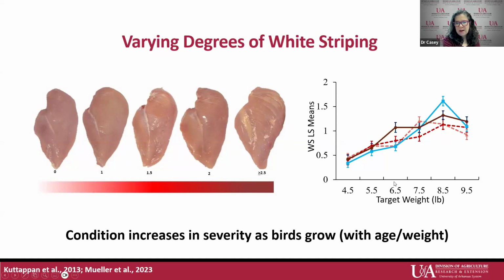We collected a bunch of data a couple of years ago, representing 4 different strains, and you see that as the birds are growing and getting bigger, white striping tends to increase in severity. That means we're going to start seeing more fillets on this right-hand side versus the normal left-hand side. In this particular data, there wasn't much difference among the strains that we processed. A few different points, but in general, it's just increasing as the birds get bigger.